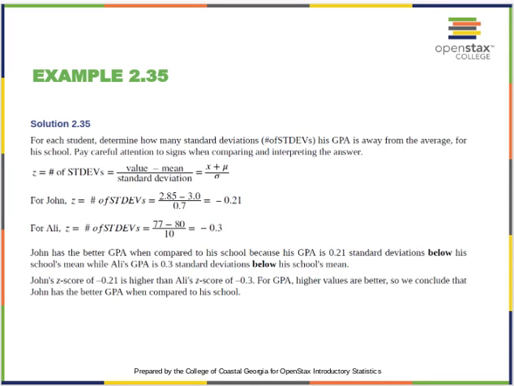Those are negative 0.21 standard deviations and negative 0.3 standard deviations. That tells us that John has the better GPA when compared to his school because his GPA is 0.21 below the school's mean, and Allie's is 0.3 below. So think of it on a number line: you're going 0.2 to the left versus 0.3 to the left.